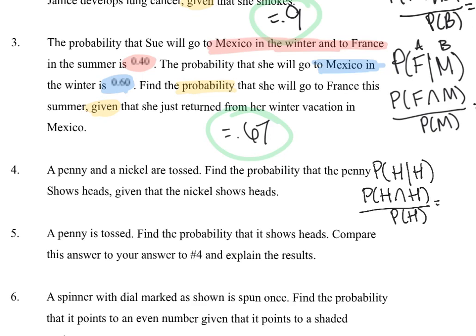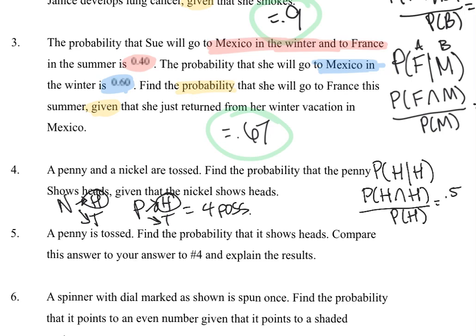Okay, so this one's a little bit different because we have two coins. So when we have a nickel, you can either have heads or you can have tails. If you have a penny, you can either have heads or you can have tails, okay? So there are 4 total possibilities here, okay? So the probability of you getting heads and heads would be 2 out of 4, okay?